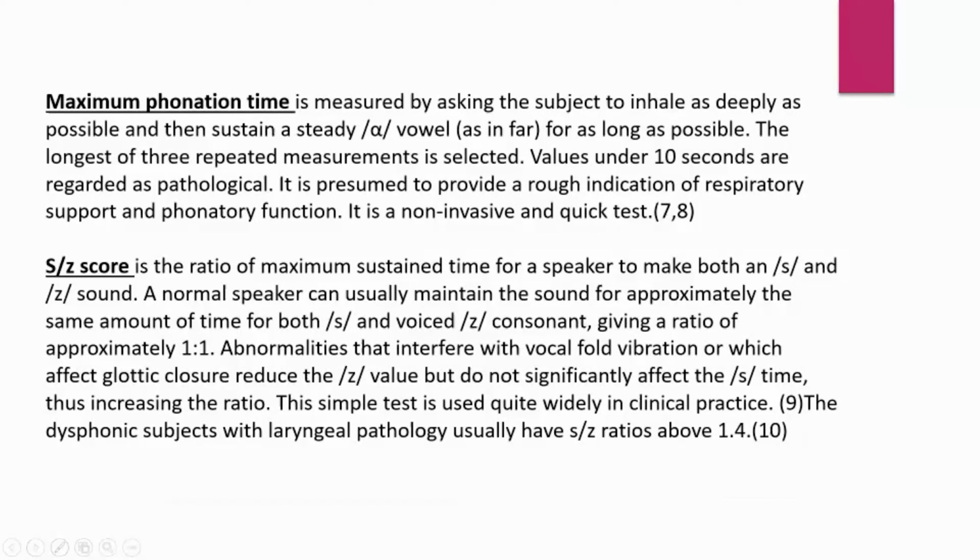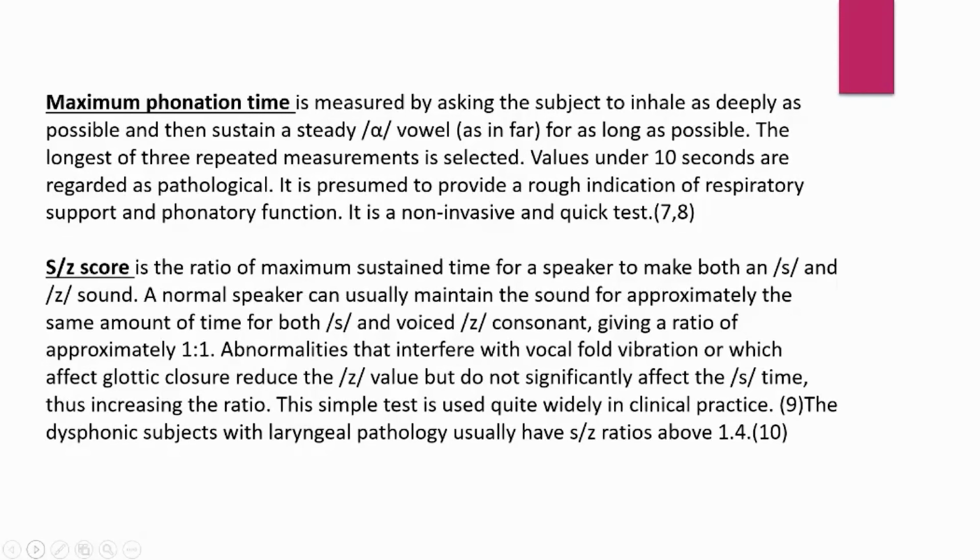The S by Z score is the ratio of the maximum sustained time for a speaker to maintain both an S and Z sound. A normal speaker can usually maintain both equally, as a voiced and unvoiced consonant, giving a ratio of 1:1. Abnormalities which interfere with the vocal fold vibration or which affect the glottic closure reduce the Z value, but don't significantly affect the S time, thus increasing the ratio. This simple test is used quite widely in our practice. Dysphonic patients with laryngeal pathology usually have an S by Z ratio of more than 1.4.